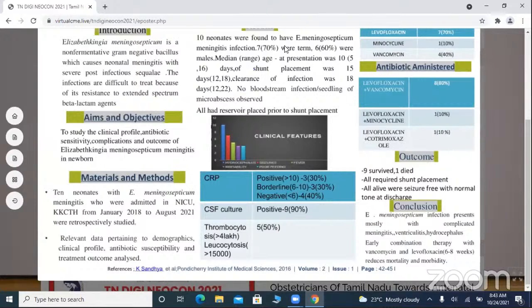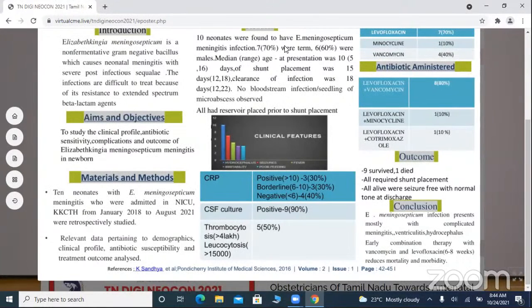And regarding antibiotic sensitivity, we found that 70%, that is 7 out of the 10, were sensitive to levofloxacin, and 4 out of the 10 sensitive to vancomycin, and 1 was sensitive to minocycline. So we administered a combination therapy of levofloxacin and vancomycin to 8, that is 80%, levofloxacin with cotrimoxazole in 1, because one of them was sensitive to cotrimoxazole, and levofloxacin with minocycline in 1. So most of our babies, that is 80% of them, received a combination therapy of levofloxacin and vancomycin.